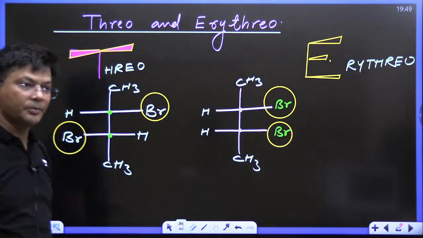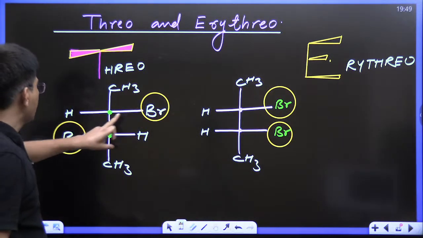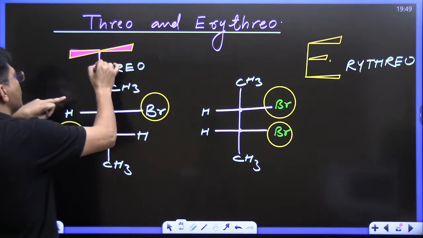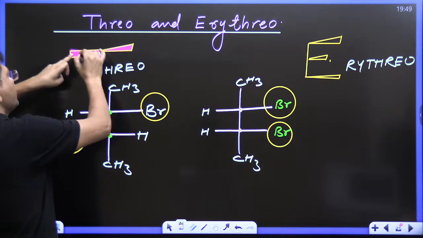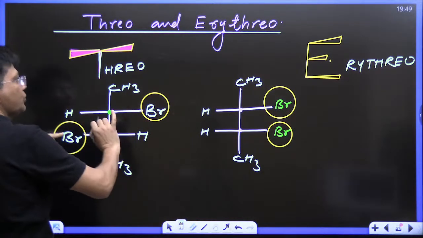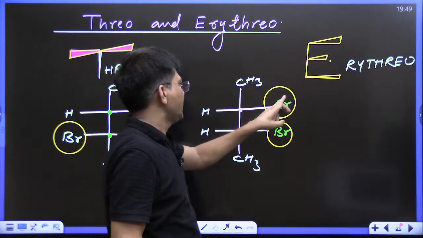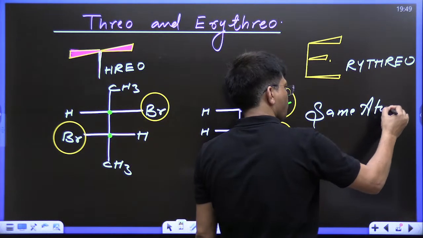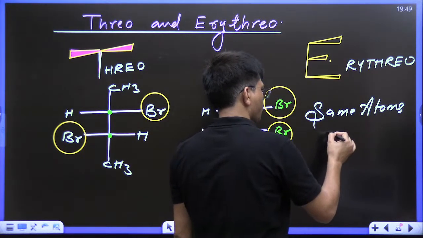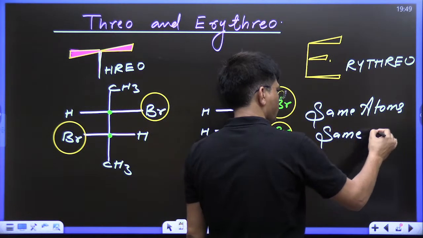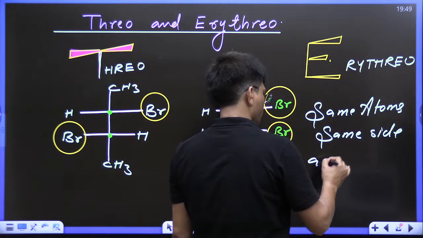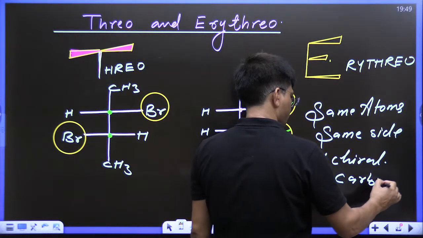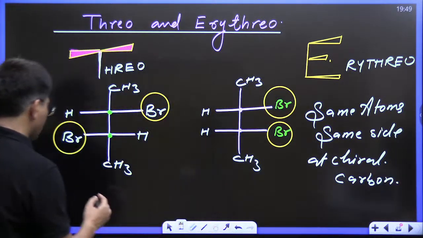Could you please let me know? Bulky group opposite, as the name is speaking, threo. Same groups opposite side. Same atoms same side, erythro. Same atoms opposite side, threo.